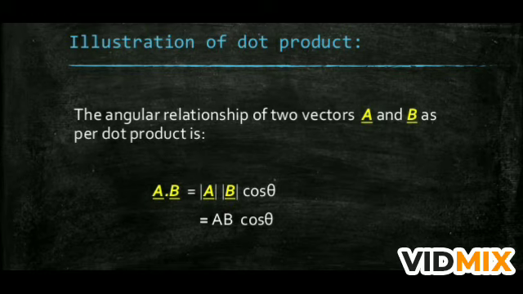If you see here, vector A and vector B are in the mod, means the value of vector A and vector B, we are not taking the direction, so the value is AB cos theta. Theta is the angle between A and B. So this is the illustration of dot product. A dot B is equal to AB cos theta. AB cos theta is written in white, means it is a scalar value.